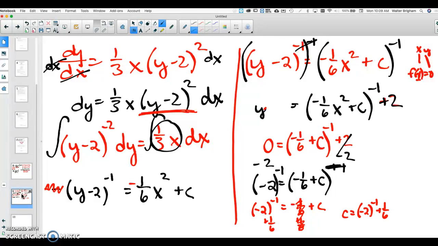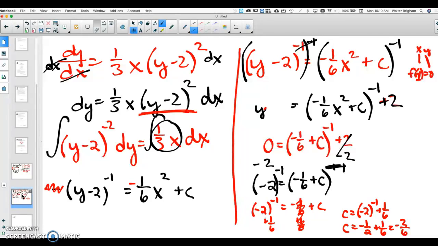If you didn't want to change that format, you can totally leave it like that and fill that in for c in the answer. I'm going to find it as a number. I'll write it both ways. C equals, well, negative 2 to the negative 1 power is negative 1/2. We just flip it. Plus 1/6 equals negative 3/6 plus 1/6. So I'm going to get negative 2/6. If you didn't want to do that step, that's absolutely fine. You don't have to.